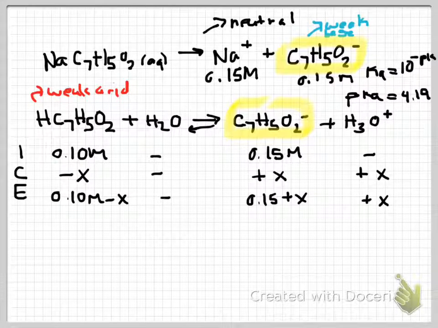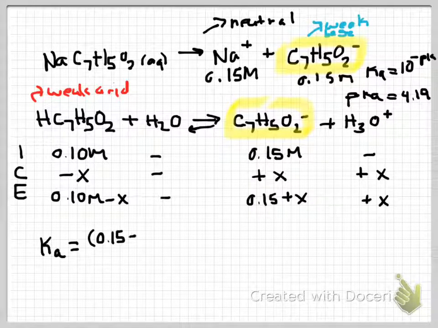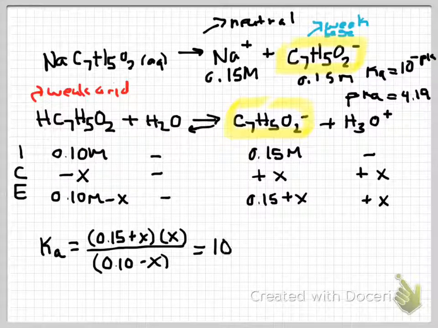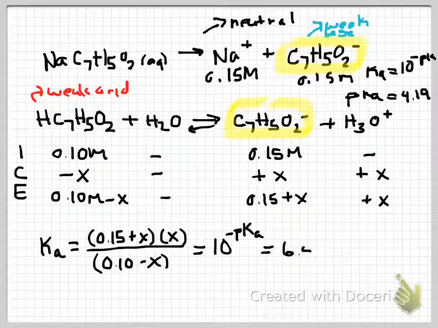The expression that we have written is Ka, because we have acid plus water, so this is Ka. And it's still going to be our products over our reactants, so 0.15 plus x times x all over 0.10 minus x. And our Ka is equal to 10 to the minus pKa, which should give you 6.45 times 10 to the minus 5.